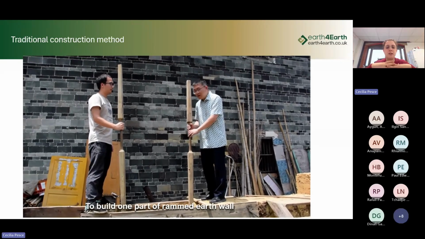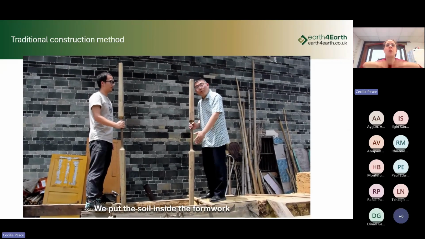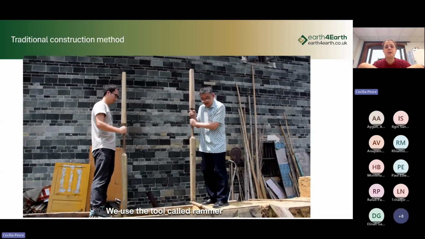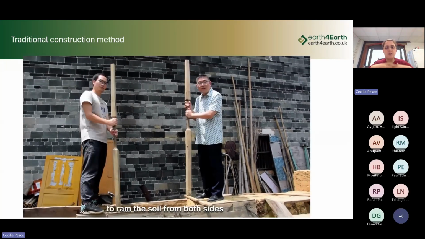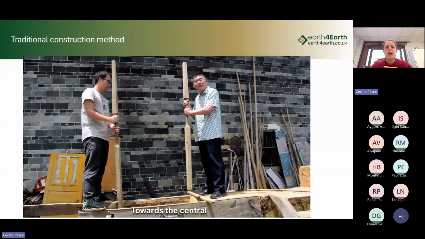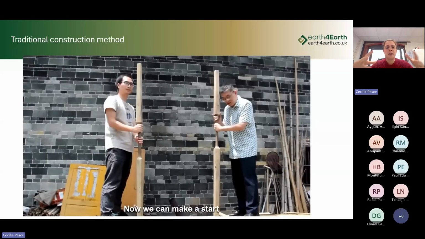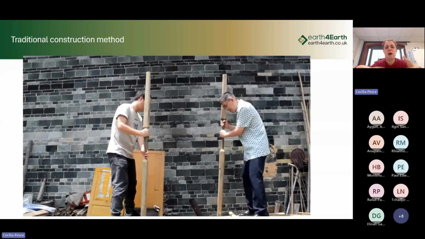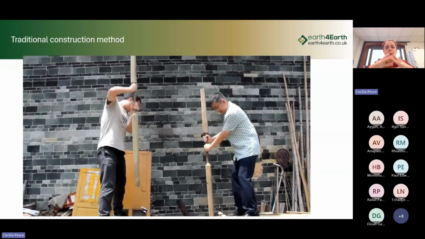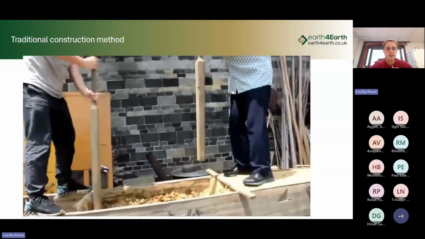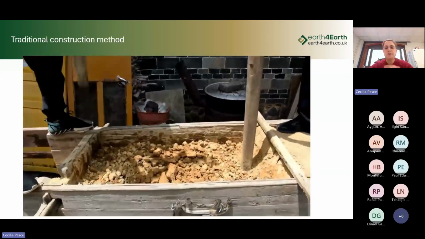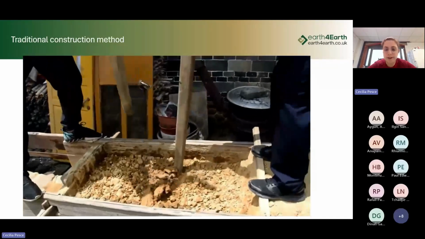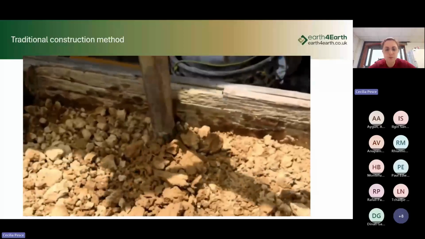The foundation is built in stone, and then on top of the foundation, the formwork is placed, made of wood. Then the soil, or the earth, is poured into the formwork. And then the workers have this tool, it's called the rammer. And then they would start to manually ram the earth to compress it, layer by layer. And we can see that it's quite a labor-intensive process, definitely.